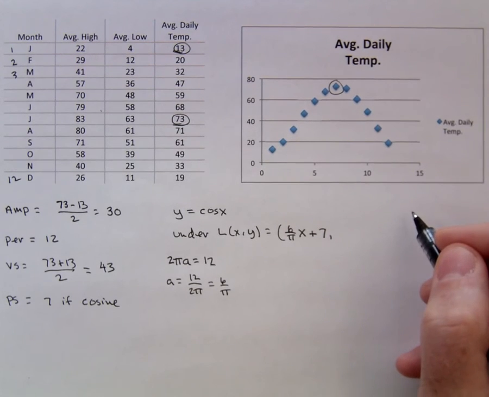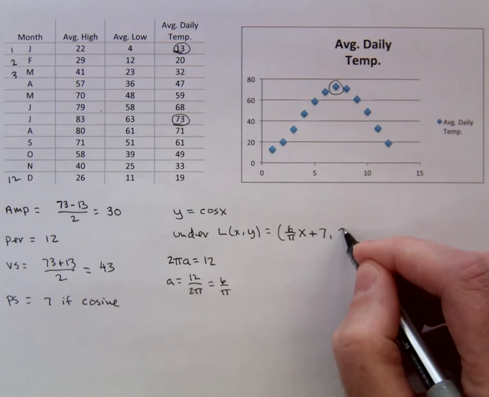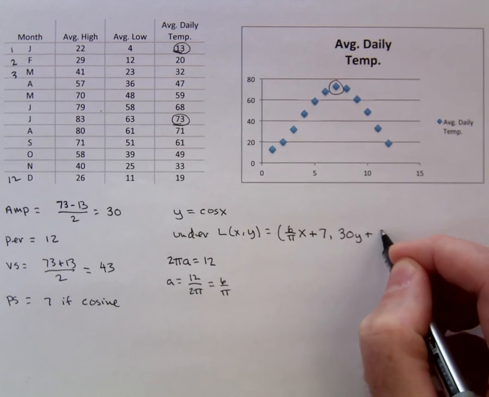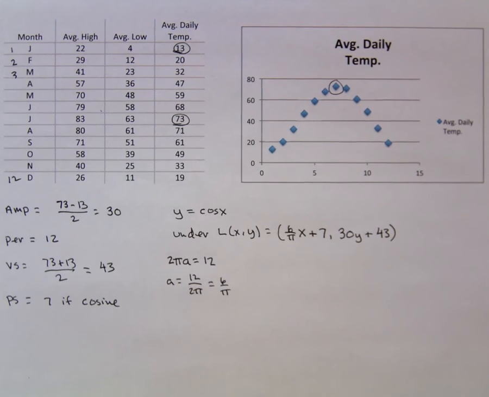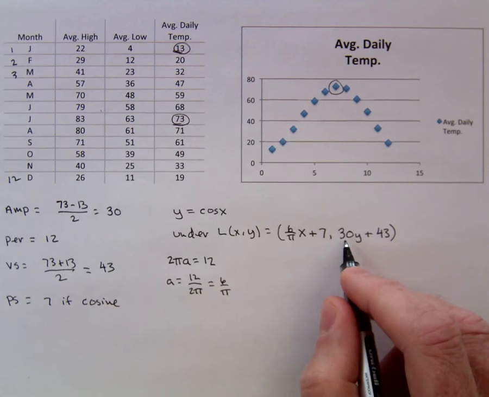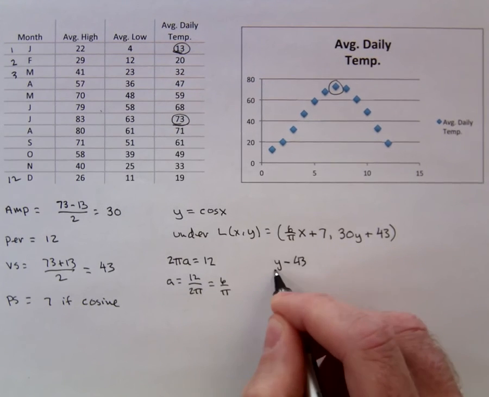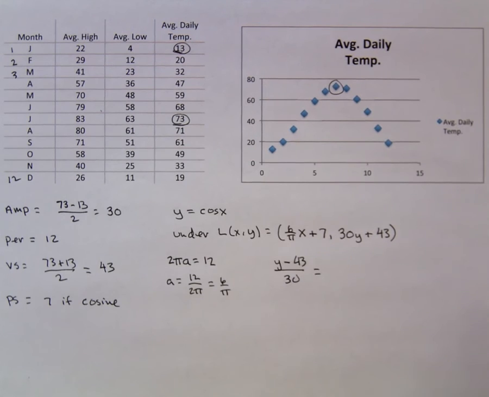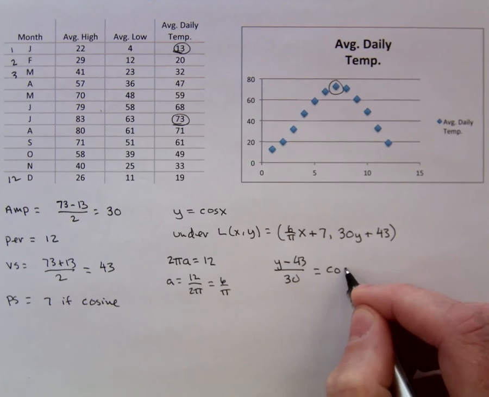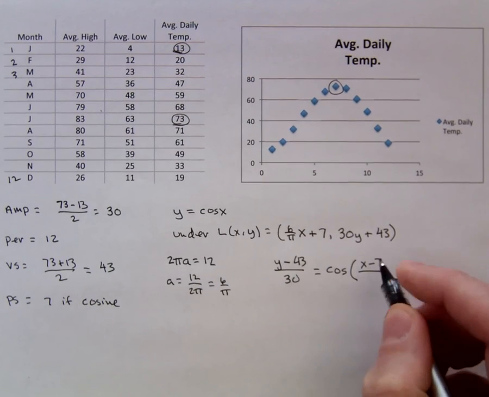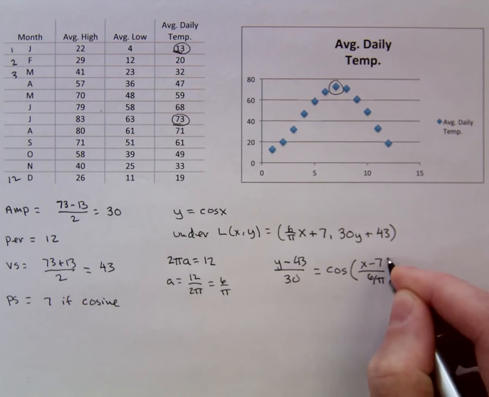And then to y, we have a scale change of 30. That's given by the amplitude. And then we have to go with our vertical shift of 43. So our function should be the cosine under this linear transformation. And now what we have to do is to reverse everything. So in the case of y, to undo multiplication followed by addition, we will subtract and then divide. And similarly for the x, which is the object of the cosine, so we'll have x minus 7 all over 6 over pi.